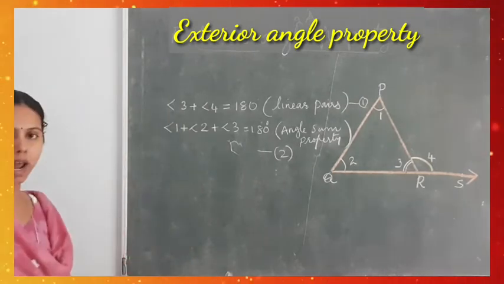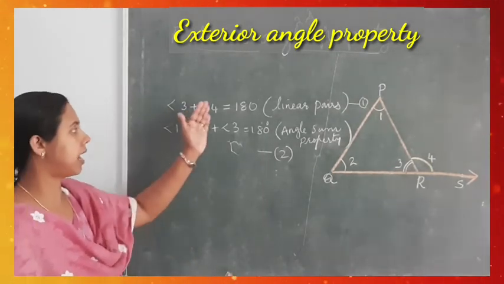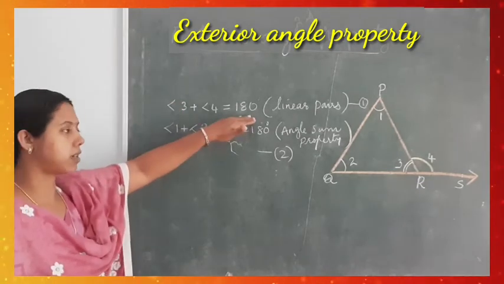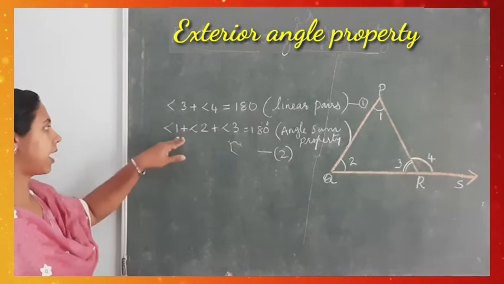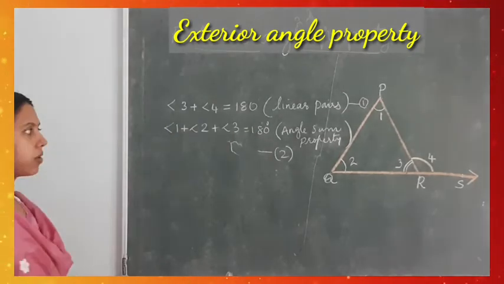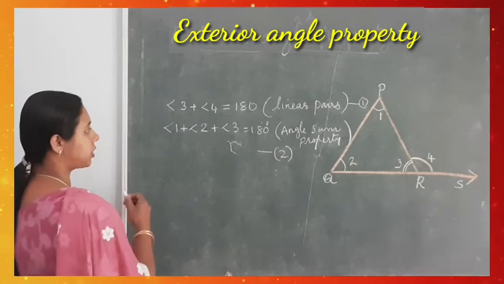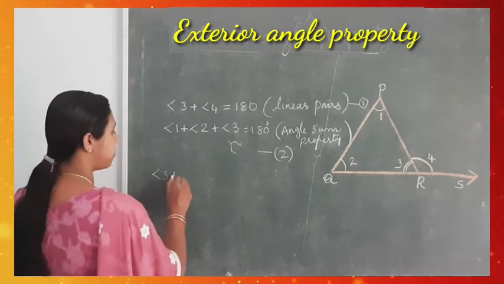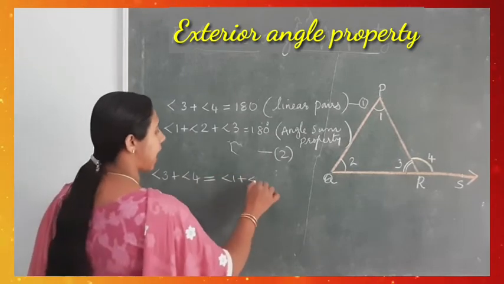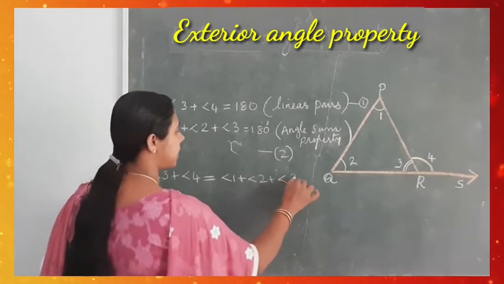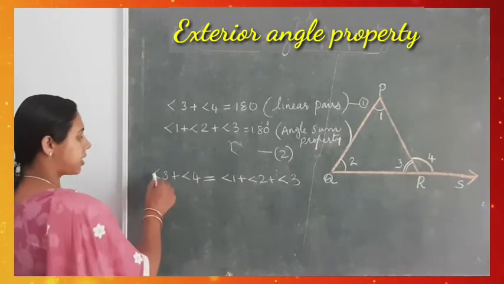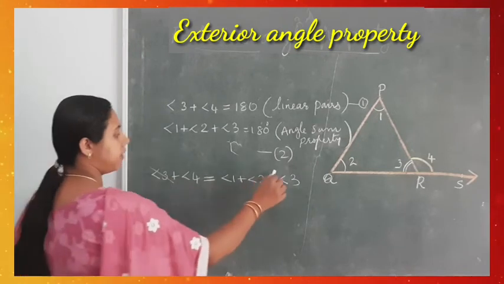Compare equations 1 and 2. You can see that the RHS is equal. Angle 3 plus angle 4 is equal to 180 degrees, and in the same way angle 1 plus angle 2 plus angle 3 is equal to 180 degrees. So when you compare equation 1 and equation 2, we can write angle 3 plus angle 4 is equal to angle 1 plus angle 2 plus angle 3. Then there is a common term, angle 3. Angle 3 and angle 3 will be cancelled.